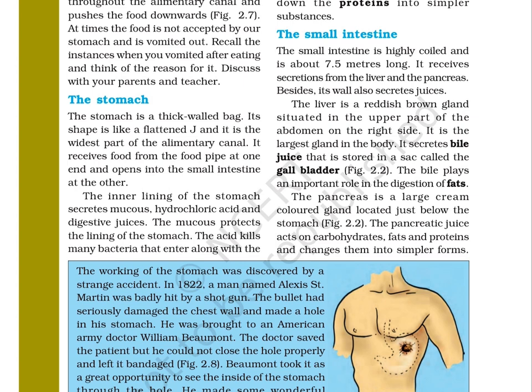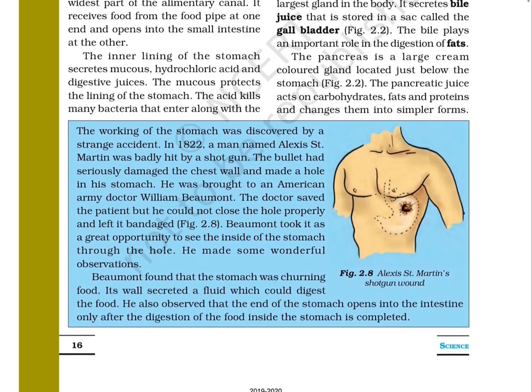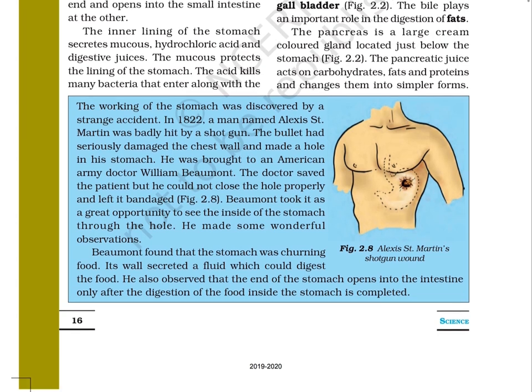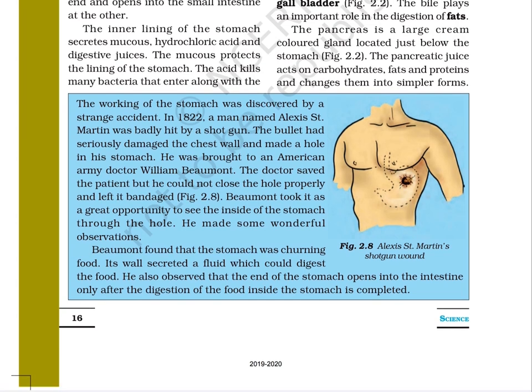The pancreas is a large cream-colored gland located just below the stomach. We can observe this in figure 2.2. The pancreatic juice acts on carbohydrates, fats, and proteins and changes them into simpler forms.